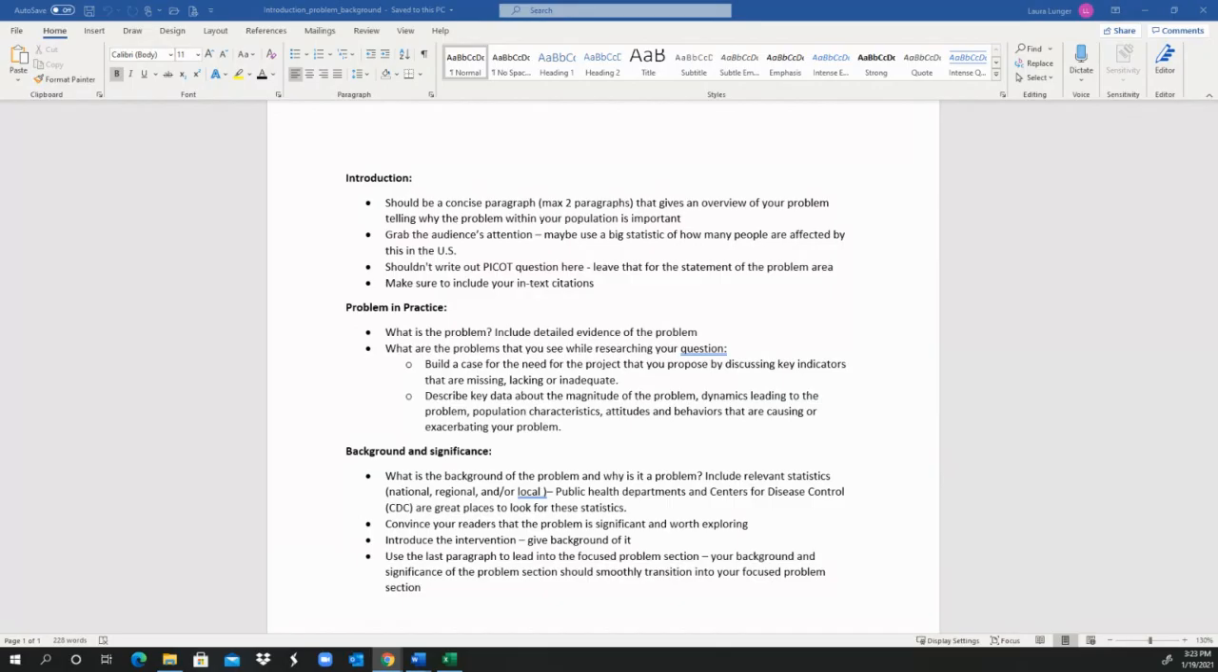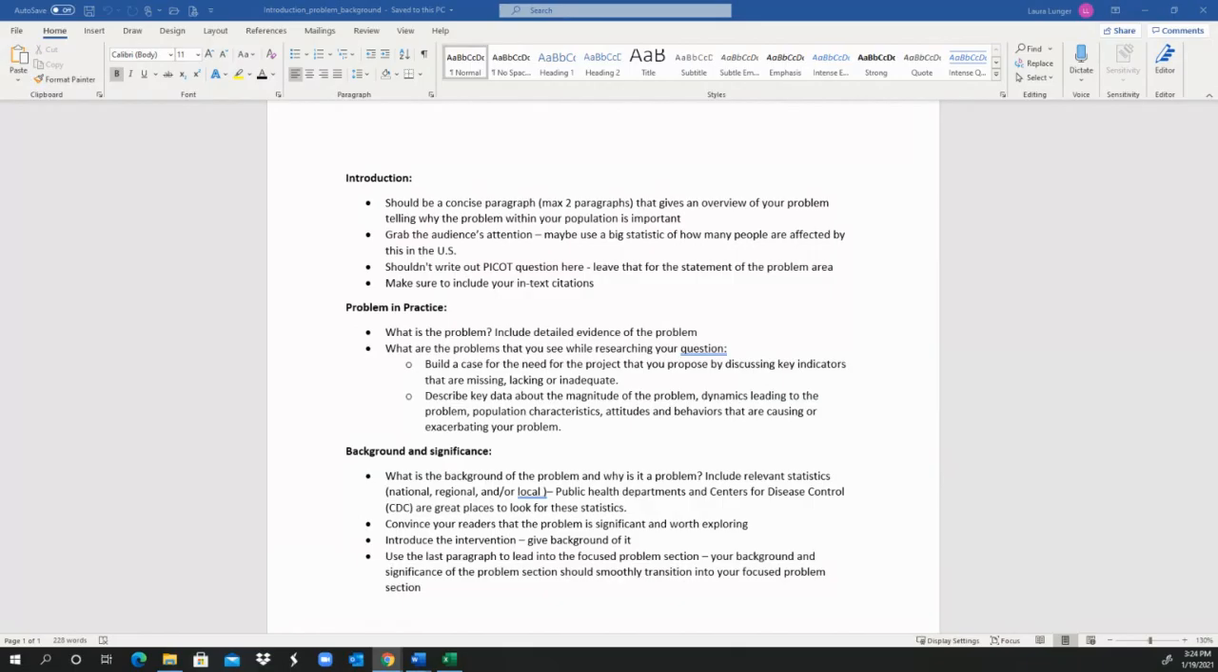So starting first with your introductory paragraphs. They should be concise. It should be one nice concise paragraph, max of 2 paragraphs, and the paragraph should be at least 3 to 5 sentences, okay? And that's what I'm looking at from a paragraph standpoint. It should give you a nice overview of your problem, telling you why the problem within your population is important.